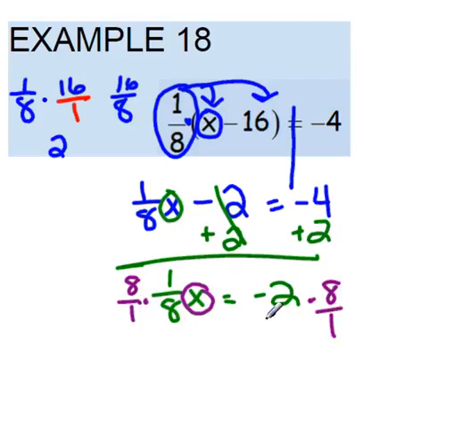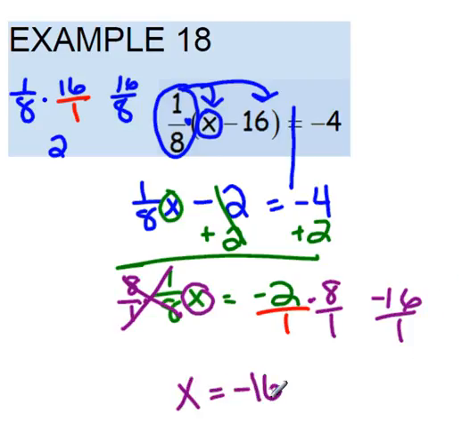This 2 I'm going to turn into negative 2/1 so that it's fractions all around. And so negative 2 times 8 will give us negative 16. And of course the 1 times 1 is 1. These fractions over here cancel and we're left with just x. And then our answer, negative 16 divided by 1, which is just negative 16.